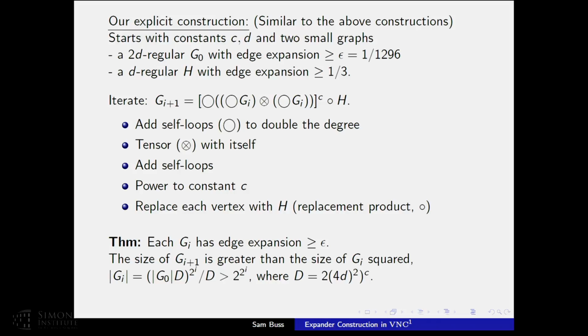The theorem then is that this gives us another graph. Each G_i has edge expansion at least epsilon, where epsilon is this fraction 1 over 1296.